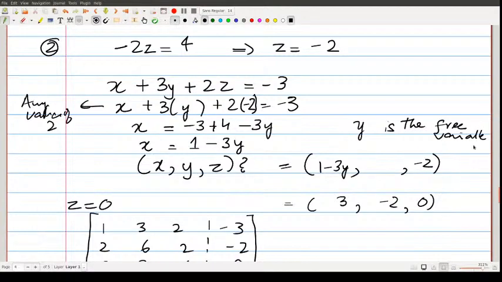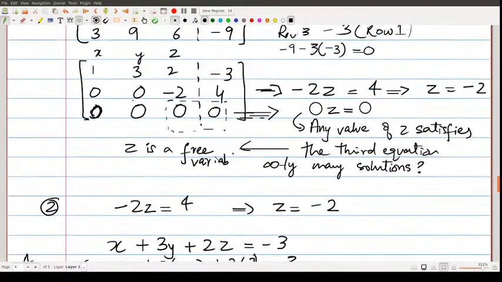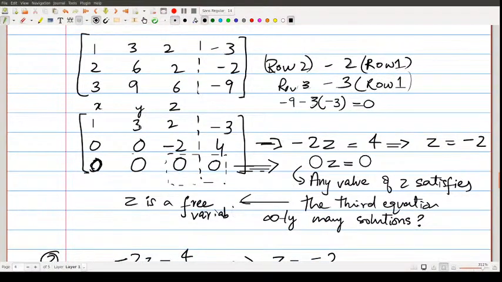And how do we find what your free variable is? The free variable is the variable which doesn't have any pivot. So you start off from the first one, right? So x is not free.